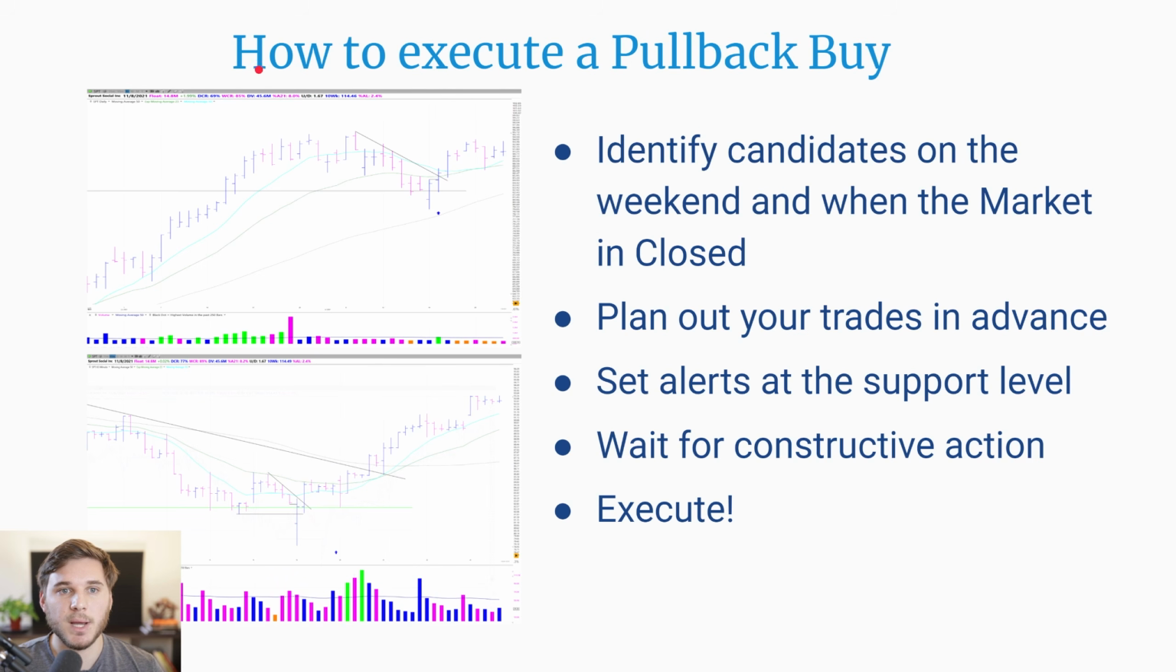So here's some guidelines on how to execute a pullback buy. First, you want to identify candidates on the weekend and when the market is closed. That way you're basically more objective and can really go through a ton of charts and find the best ideas for the next week. And when the market is closed, you also want to plan out your trades in advance. So you want to know how much you're going to risk, basically your position size, all of those key factors. That way, when the market opens, it's all about execution.